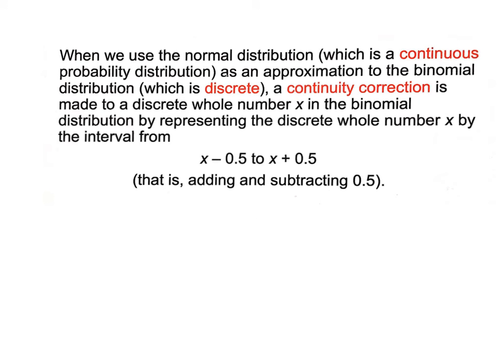When we use a normal distribution, which is continuous, as an approximation for the binomial, which is discrete, we need a continuity correction. That's why we do the negative 0.5 and positive 0.5, to account for the fact that we're using a continuous distribution to solve a discrete problem. And the next slide has a summary of what to do when. This is a very important slide.